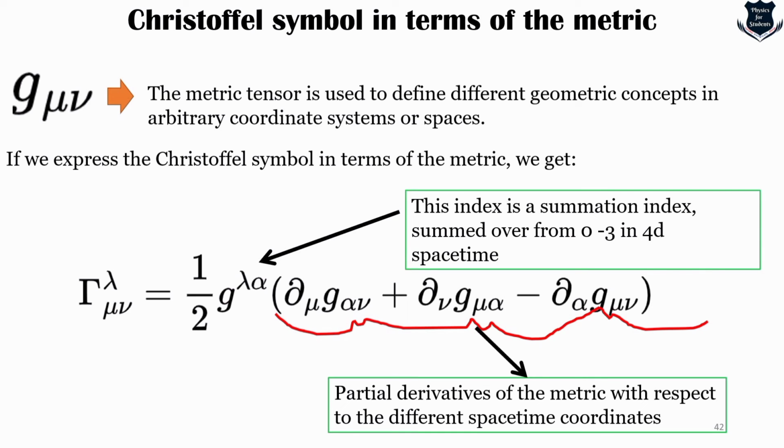And this index is a summation, from 0 to 3 for the dimensions, please. What I'm trying to make a point of here is that the metric tensor, put simply, is used to define different geometric concepts in an arbitrary coordinate system. The metric, as you know, is denoted by g mu nu. So the Christoffel symbols in terms of the metric are explained this way.